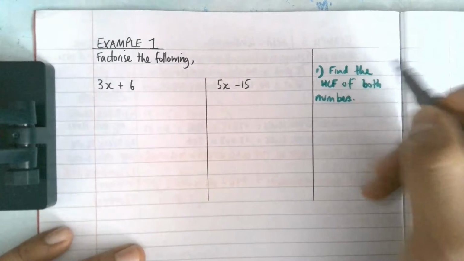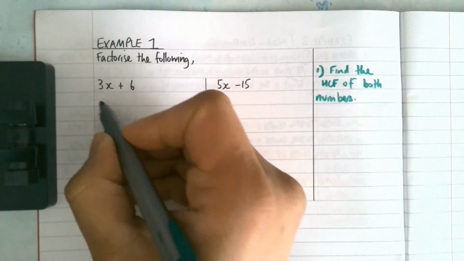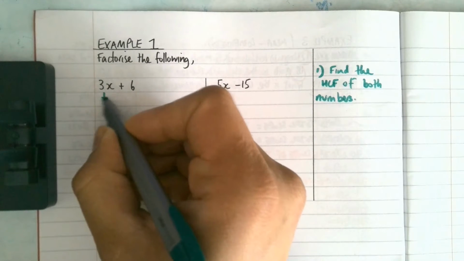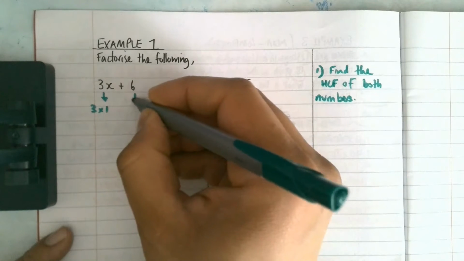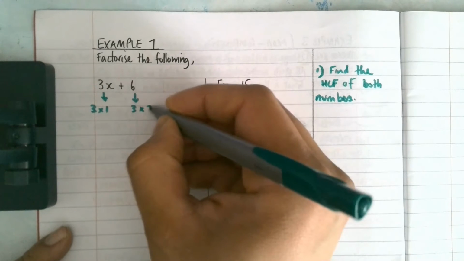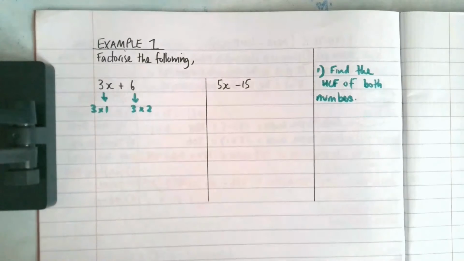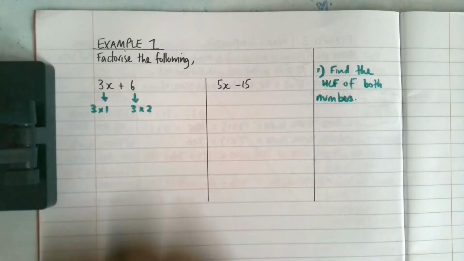going to be 3, because 3 can be divided by 3 and 6 can be divided by 3, and that is the biggest number that 3 and 6 can be divided by. Yeah, because 3 times 1 is 3 and 3 times 2 is 6. So 3 is the highest common factor.